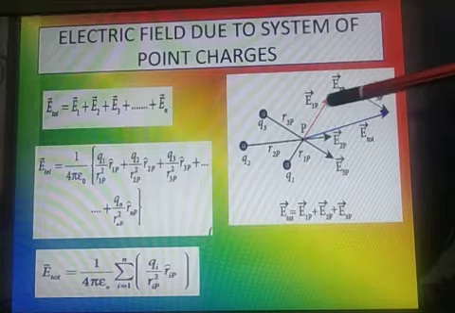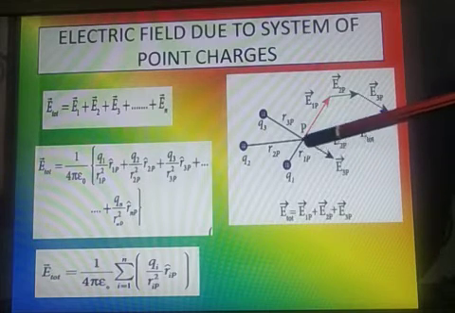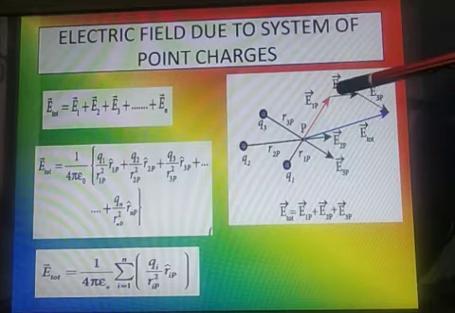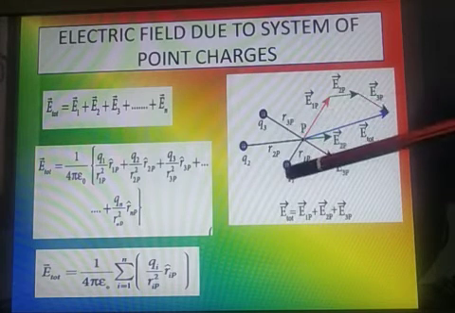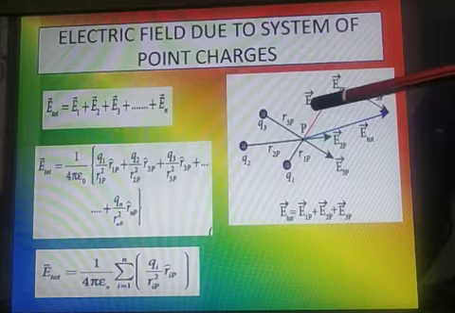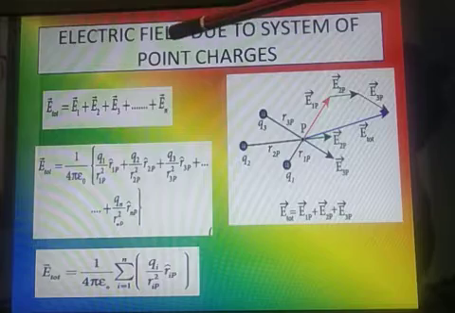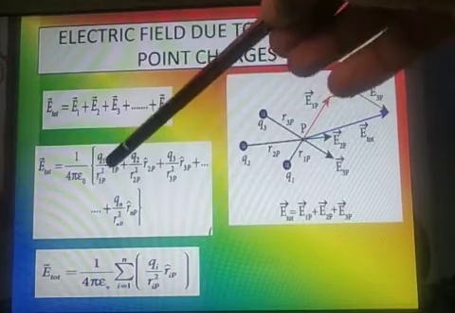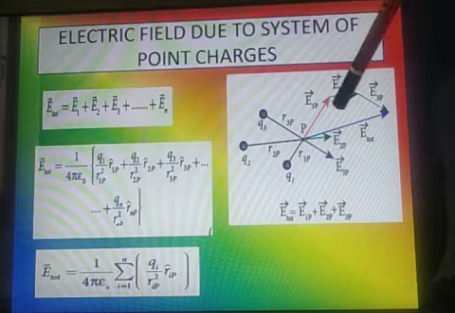What is the meaning of the arrow mark here? At point P, the electric field due to a positive charge acts away from it. This red arrow represents the electric field produced by the first charge at the point P, denoted by E1P. That value can be calculated as the E1 vector, which is 1 by 4 pi epsilon naught, Q1 divided by R1P squared, into R1P cap. Like that we can calculate the electric field 2.